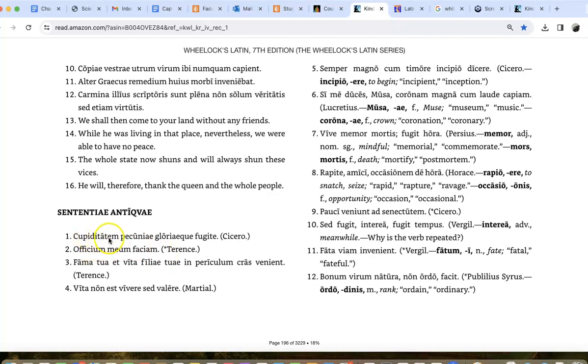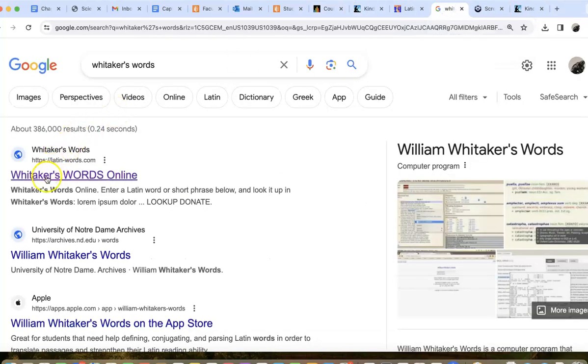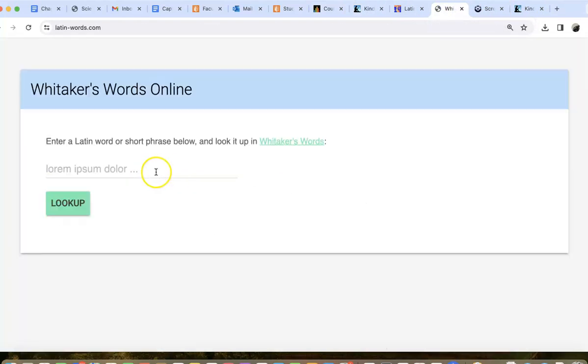So here we have cupiditatem pecuniaeque gloriaeque fugite. So, fugite. When I was learning Latin, I still do this: we need to make sure we understand the words. I did bring up Whitaker's Words for us here. So this is a good online site.